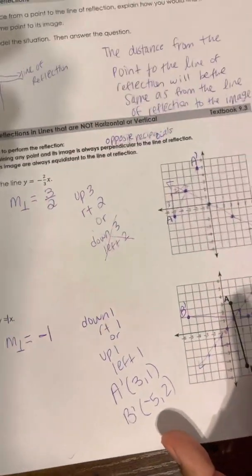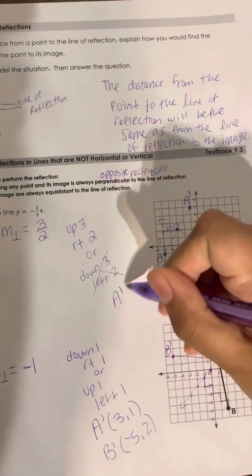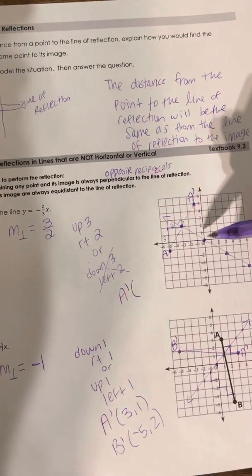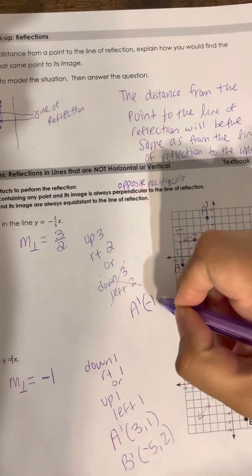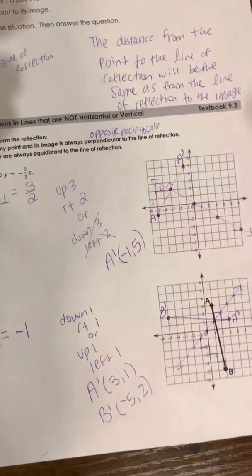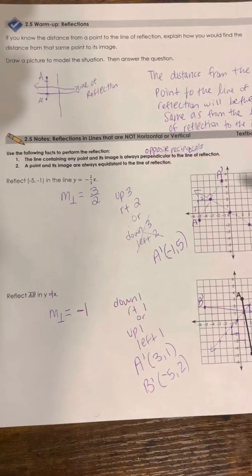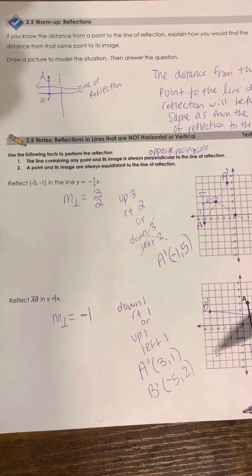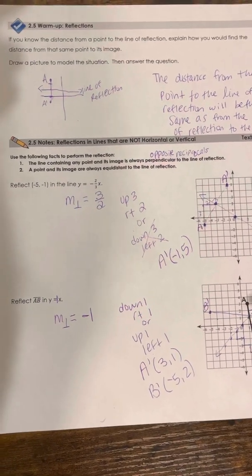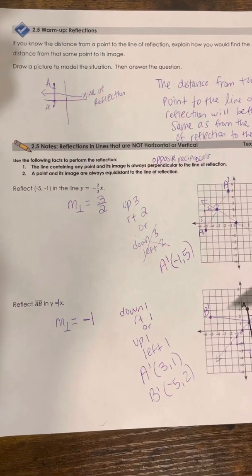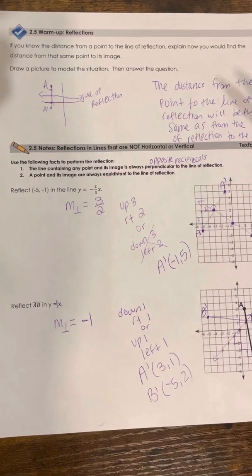And actually, just from the last example, in case you weren't sure, A prime on number 1, that first one, is -1, 5, in case you want to double check that point. All right, so that's it for the beginning part, where we kind of went through how to actually do the reflections when the lines are not vertical or horizontal.